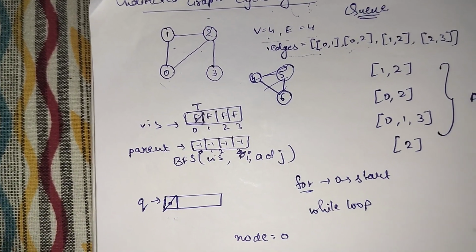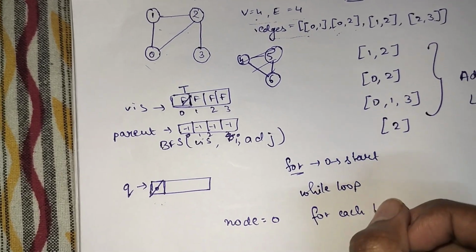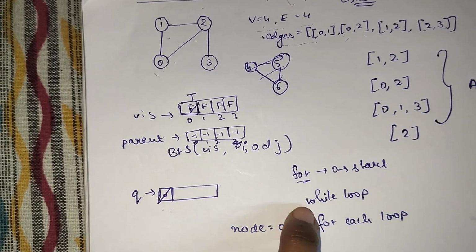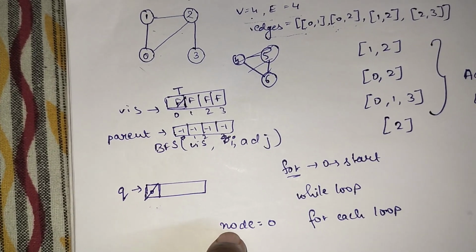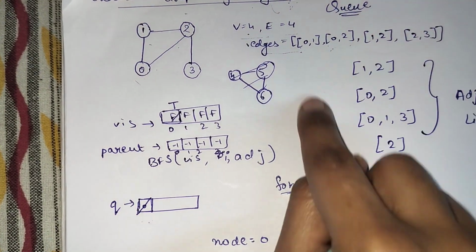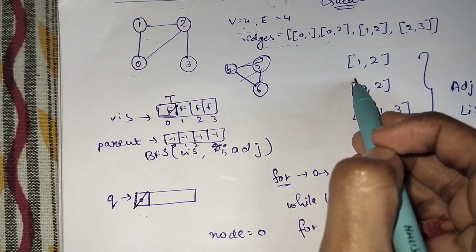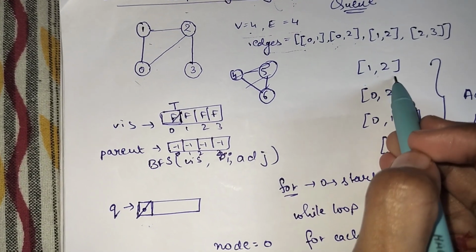Now I'm going to run a for each loop to traverse those nodes which are connected to 0. What all nodes are connected to 0, we are going to get from our adjacency list. We can see here 1 and 2 are connected with 0, right? And we are going to see whether they are traversed or not.